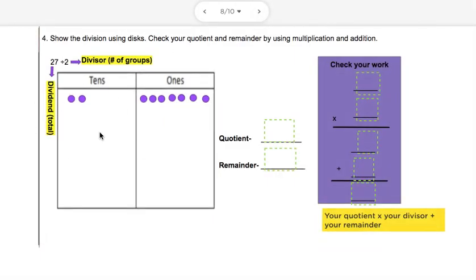I want you guys to try this next one on your own. Pause the video. See if you can figure out how many groups there are and to see how many discs are in each group. Alright, you guys, so welcome back. So you should have already figured out that there are 2 groups because our divisor is 2. It tells us our number of groups.